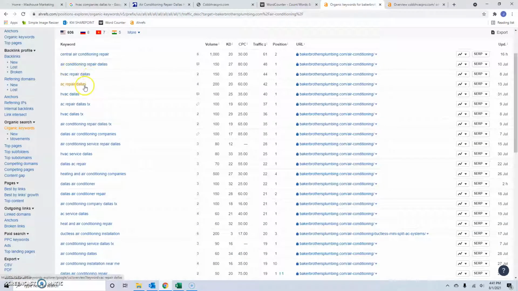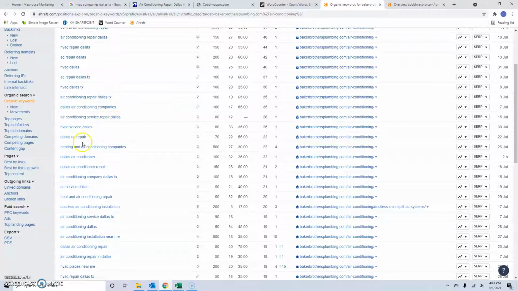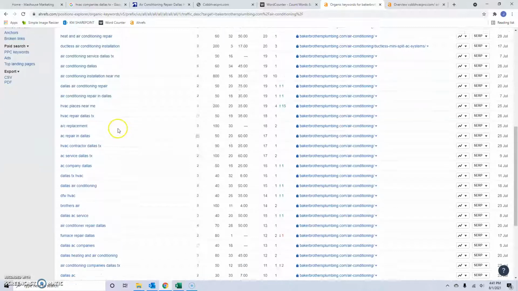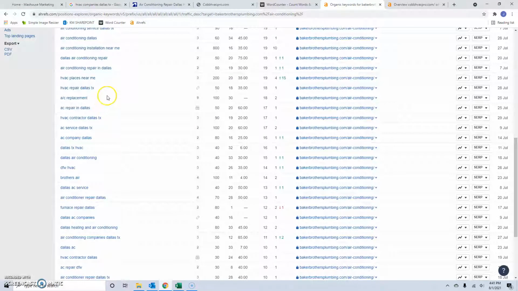They have HVAC Repair Dallas, AC Repair Dallas, HVAC Dallas, AC Repair Dallas. All of these have locations attached, which is what we're looking for. If there's ever anything that does not have a location attached, for example, AC replacement, although it has a higher search volume, this really isn't beneficial because it's a nationwide keyword. Someone in Oregon essentially could Google this and possibly bring up their website. Is that going to make you money and bring you a customer? Probably not. So we want those with the locations attached to bring you in buyer intent customers.